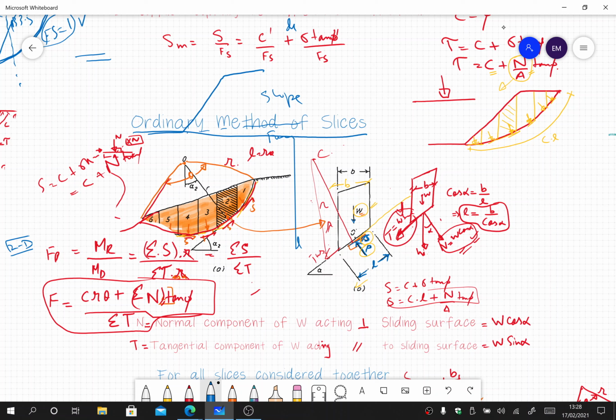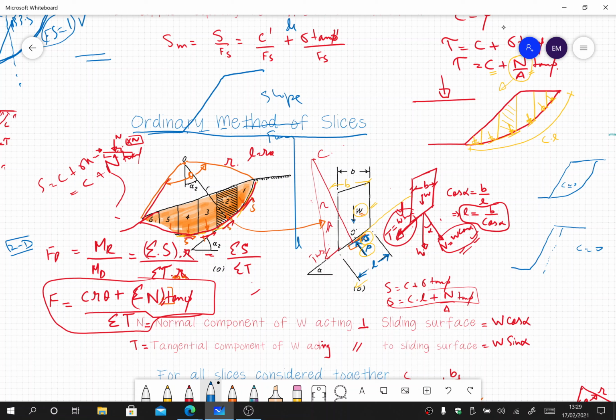Just to jog your memories, we discussed that if the soil is a purely frictional soil, that means C is equal to 0, in such a case the failure plane is going to be parallel to the slope face. On the contrary, if the soil had phi equal to 0 and it was a purely cohesive soil, in such a case the failure plane is going to be a circular failure plane.